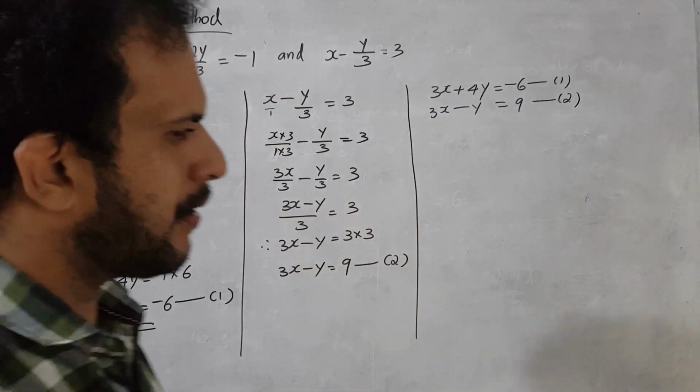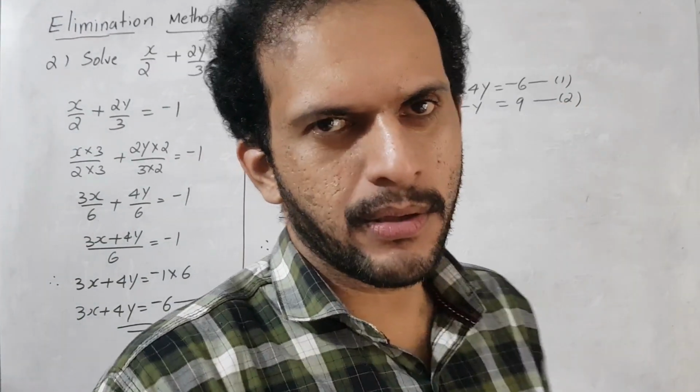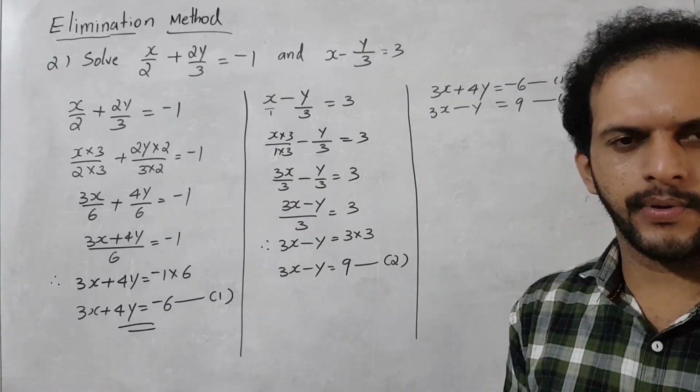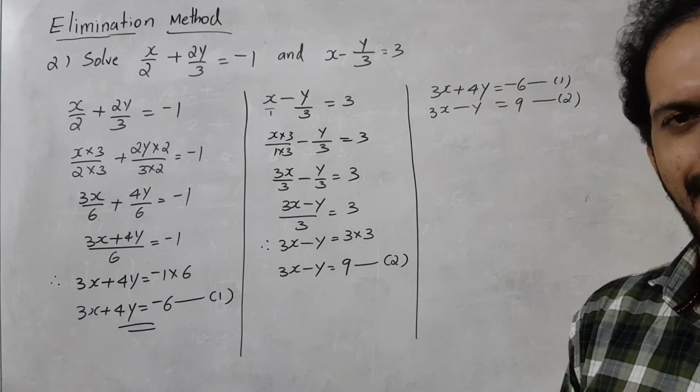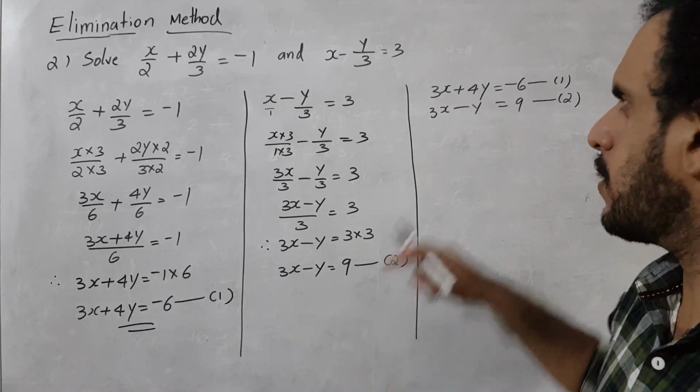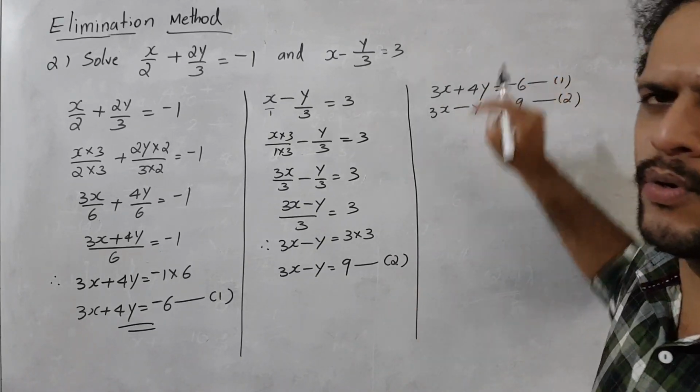Then now it is very clear the coefficient of x is equal. Correct? The coefficient of x is equal. So we decided to eliminate the x. Otherwise we want to equalize the coefficient of y.